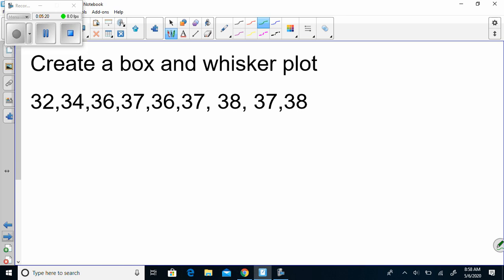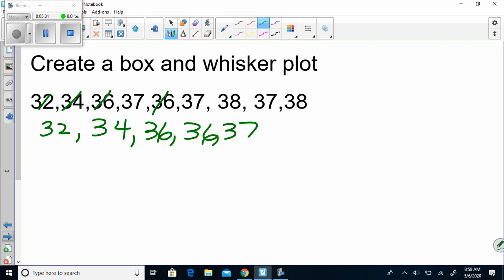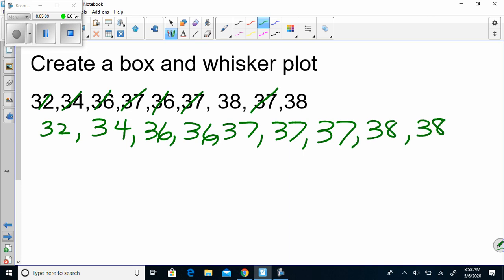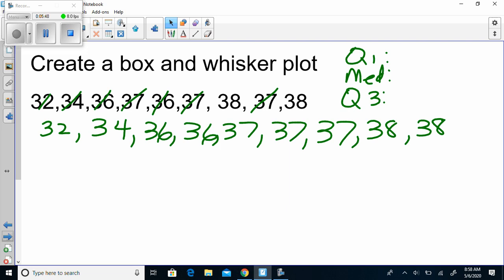So again, I need to put them in order. 32, 34, 36, 36, 37, 37, 37, and then I have two 38s. So again, I'm looking for Q1, median, and Q3. So I've got to find my median first.